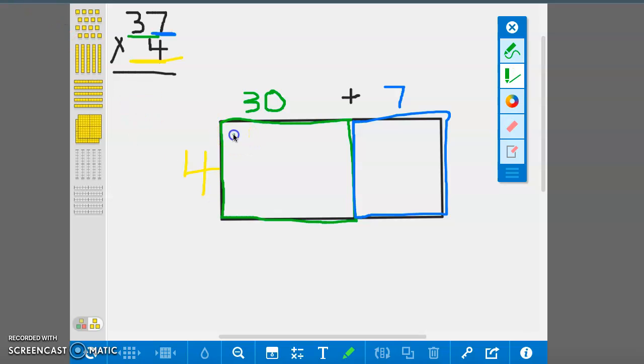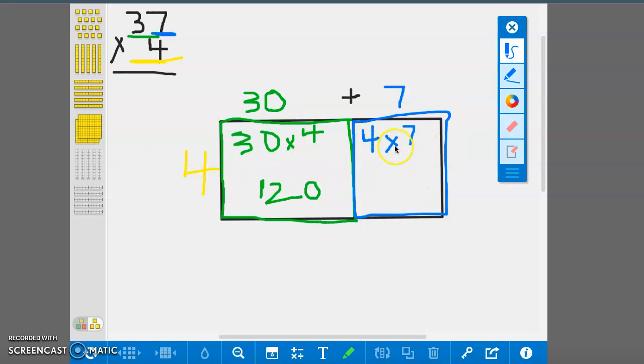So what we're going to be doing is multiplying 30 times 4. So we have 4 times 0, 0. 3 times 4 is 12, so that gives us 120. So we're going to leave 120 in the tens block. We're going to leave that there. And we're going to go over to the ones block.